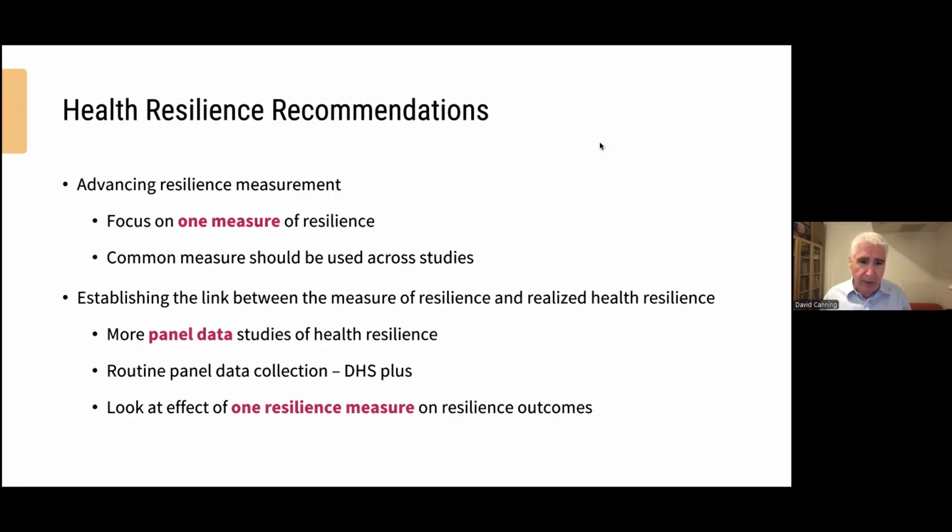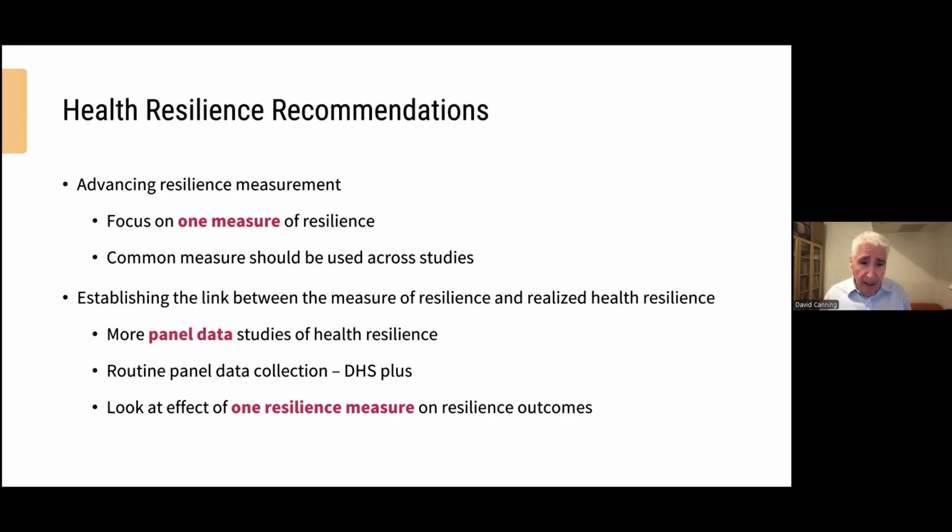And I want to turn to recommendations. Coming back to what I said earlier, I think we should focus on one measure of resilience. And that common measure should be used across countries. And in terms of the link between the resilience measure and realized health resilience, I think that there really is no substitute for panel data studies. The repeated cross-section approach, I think, is just too limiting.